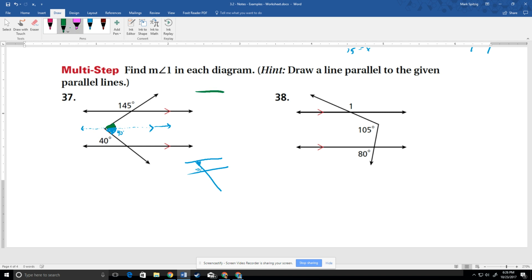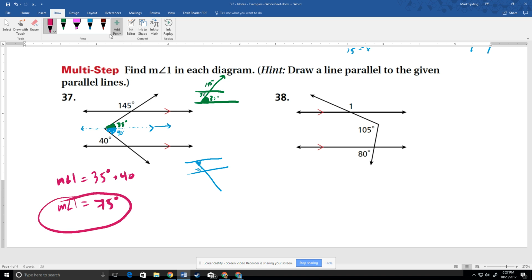And up top, I basically have a problem that looks kind of like this, where this is 145, and I'm trying to find this green angle here. There's no direct relationship to these, but if this is 145, that must make this 35 because those are supplementary, a linear pair. So if this is 35, then this has to be 35 because those are alternate interior angles. Now, together, the measure of angle 1 has to equal the sum of them. So it's 35 plus 40. The measure of angle 1 is just going to be 75 degrees.